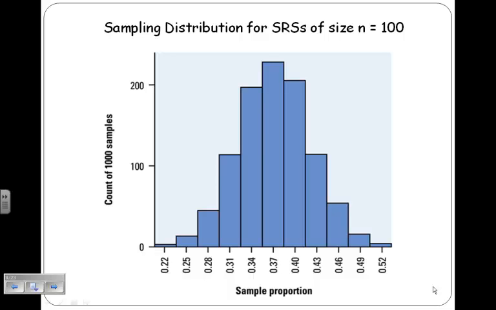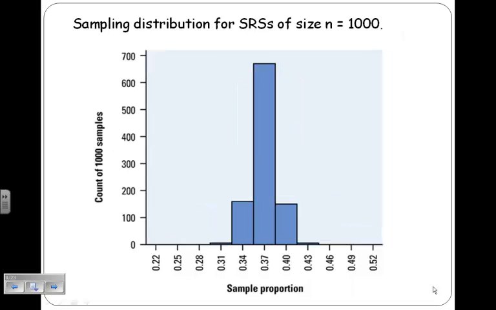That should look familiar to you. It should look approximately normal. That hopefully was the first thing that you thought when you saw that: wow, that looks like a bell curve. That looks normal. Now, suppose we did this for a size of n equals 1,000.